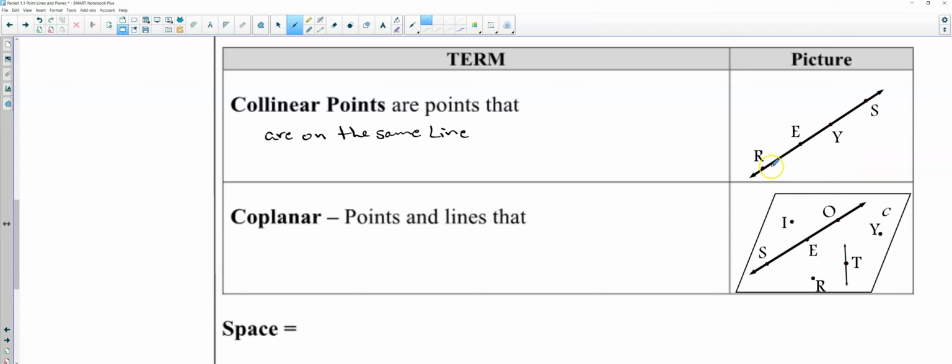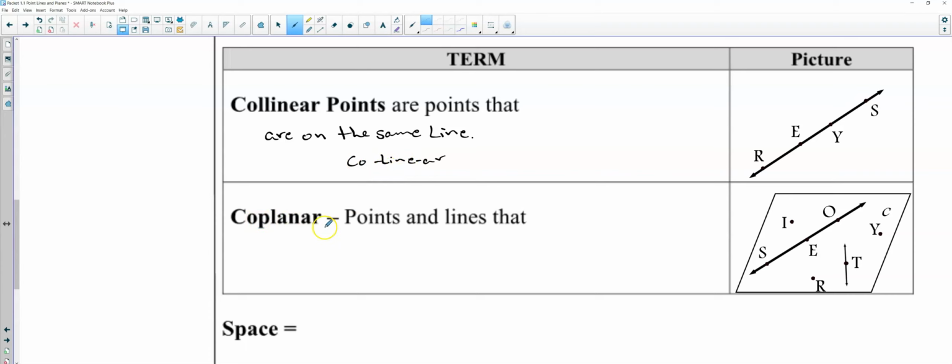If those points R, E, Y, S, notice they are on line RE or line RY, because you could name the line by any 2 points. Remember that. So points that are on the same line, those are collinear points. Notice that the word says co, meaning cooperation, and line. So I am going to the root of the word, co-line, so that you remember. They cooperate on the same line, or they are in the same line together.